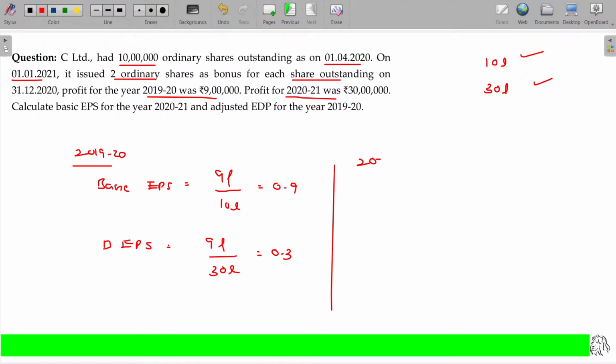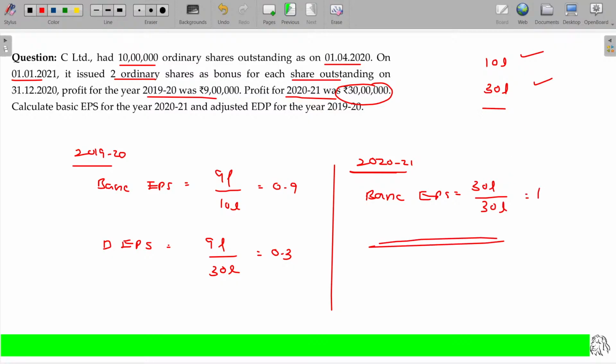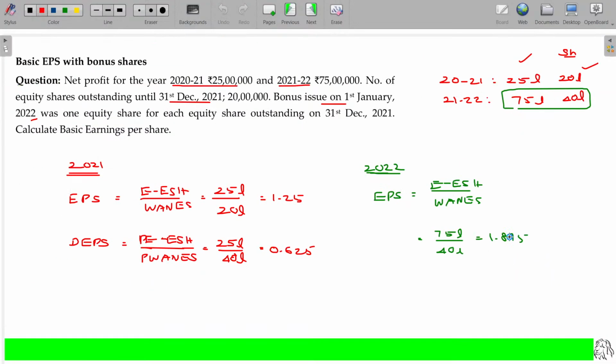For the year 2021, you have to find out the basic EPS. In this year, your profit being 30 lakhs, by the time your shares are also 30 lakhs, so basic EPS being 1 rupee. So with that, the EPS concept is over.